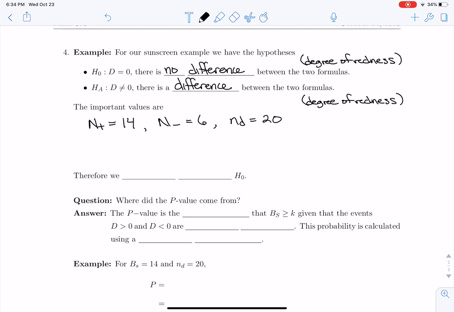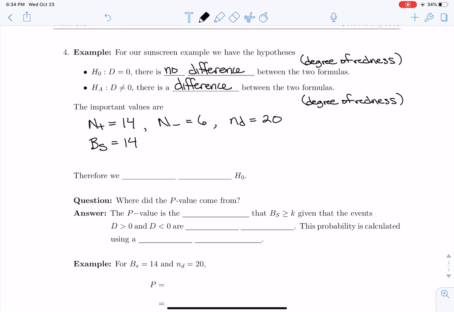And we're just going to focus on the 20 subjects for whom we could see that there was a difference. Now we have to define the test statistic for this test, and it's very simple. It is the larger of n plus and n minus. So the test statistic in this case is 14, and the test statistic is called B sub s.